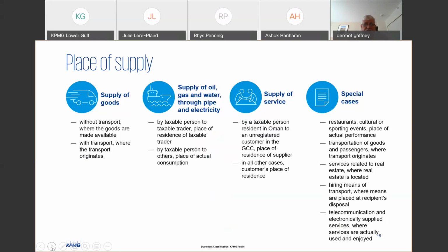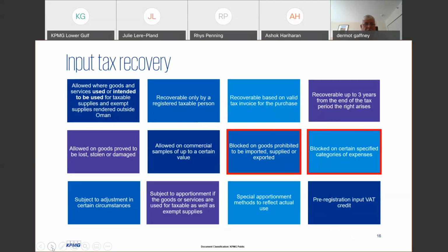Okay, if we move on, Julie, please. Input tax recovery: the concept, as I mentioned earlier, is about recovering input tax on costs and overheads. The two red squares are the ones to focus on for this slide. It is that there are specific blockages within the legislation.